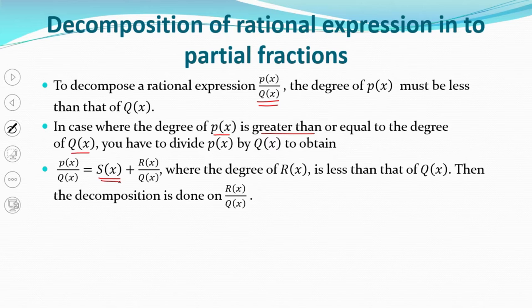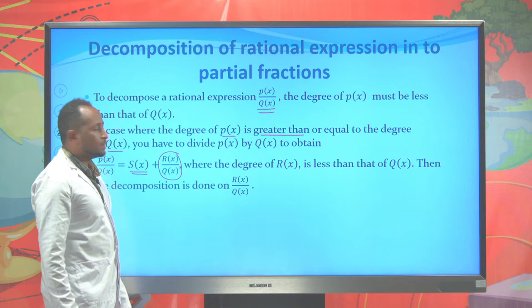After writing in this form, you can decompose this expression into partial fractions, where in this case, for r of x over q of x, the degree of r of x must be less than the degree of q of x. And then finally you can decompose this expression into partial fractions.